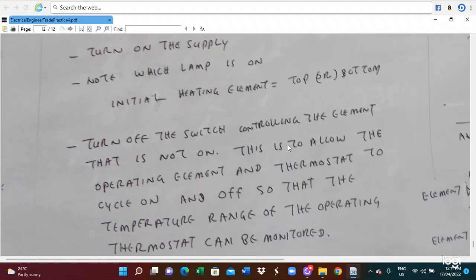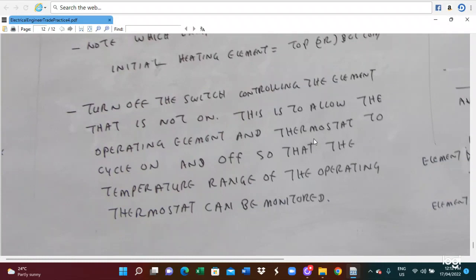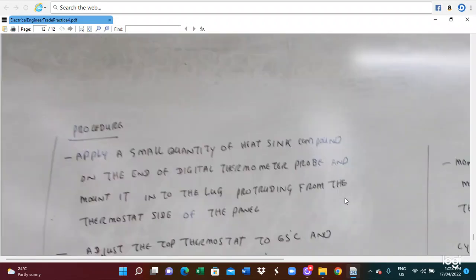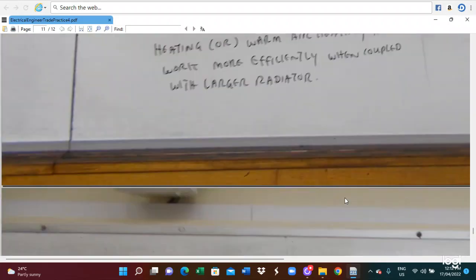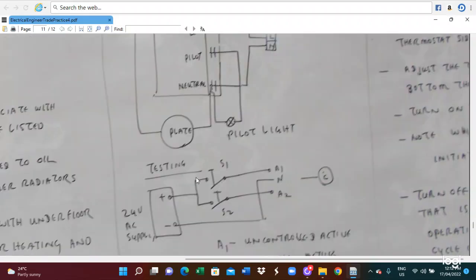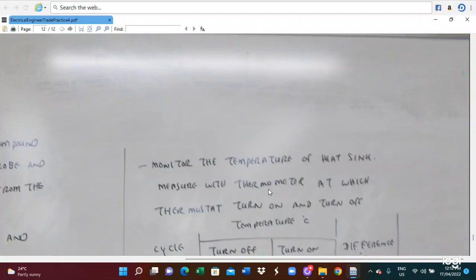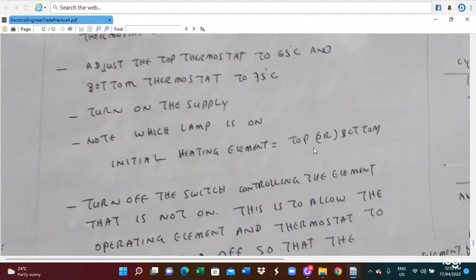This allows the operating element and thermostat to cycle on and off so that the temperature range on the operating thermostat can be monitored. So this is how to arrange the temperature range. So this is the semi-state, this is the connection diagram, and this is the method. This method is how the temperature range of the operating thermostat can be monitored.